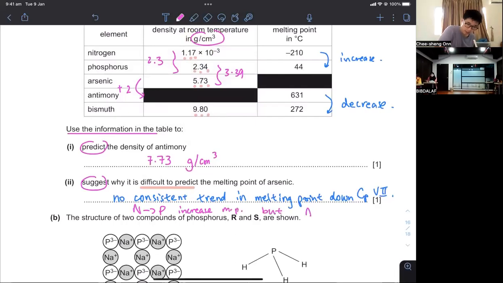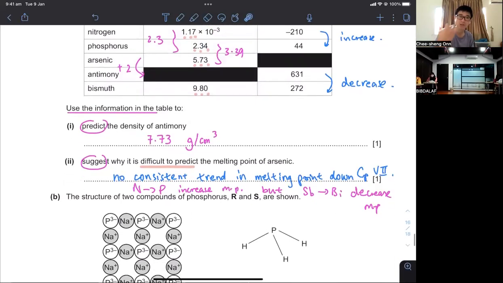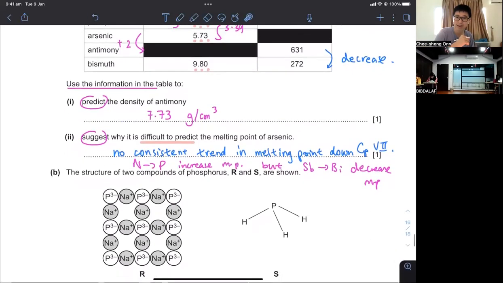Antimony, I think antimony is Sb from your periodic table. Antimony to bismuth, decrease melting point. So you could say this, or you could say the second one. Based on what you could see, it's hard to tell whether it's going to increase or decrease in going from phosphorus to arsenic because of the data given in the table. Hopefully that makes sense, okay? I don't want to make too much of a fuss for these 2 marks. I just want to show you how it's possible to do the questions based on the data given, all right?